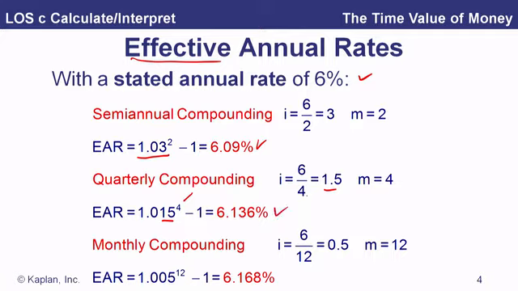6.136%. If we went to monthly compounding, you see, divide by 12, 0.5% is the effective monthly rate, add 0.5% to 1, compound it for 12 periods, minus 1, and that gives us our effective annual rate of 6.168%. So the more frequent the compounding, the higher the effective annual rate for a given annual stated rate.